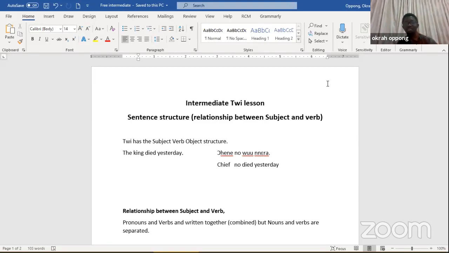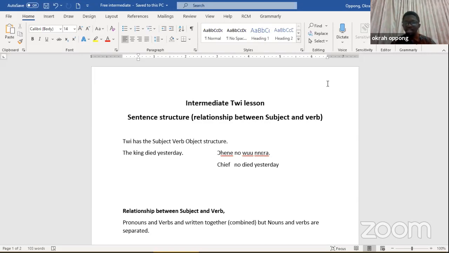So Twi, like many other Indo-European languages, like English, French, and other languages, has the same structure. We have the subject, the verb, and the object. What we mean is that if somebody does something to somebody at the basic level, the one who did it will be the subject, mentioned first, then the verb comes, then the object who suffered the action of the verb will be last.